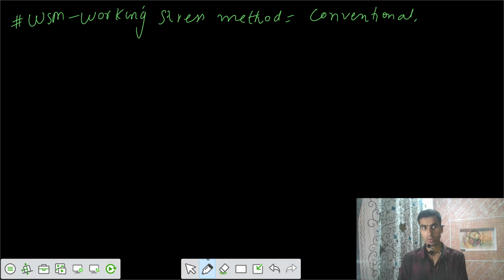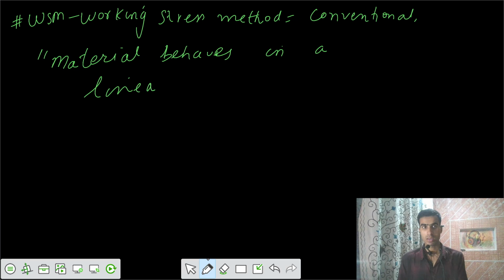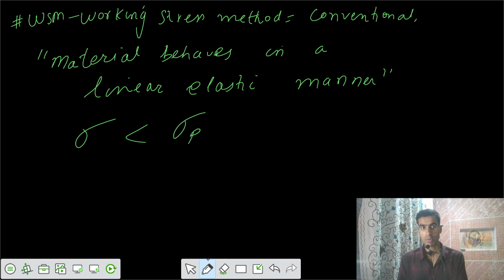It says that the material behaves in a linear elastic manner. That means the stresses should be such that they are lesser than the permissible stresses. So such stresses in the material should be lesser than the permissible stresses, sigma p.